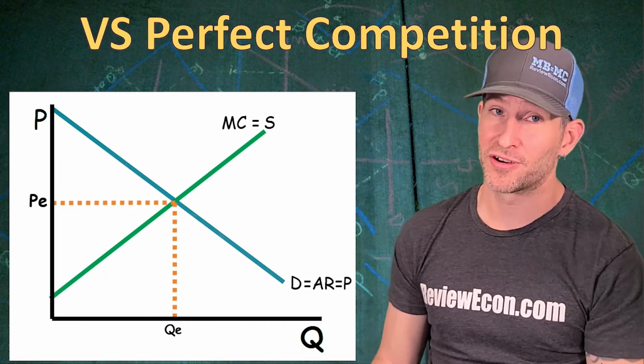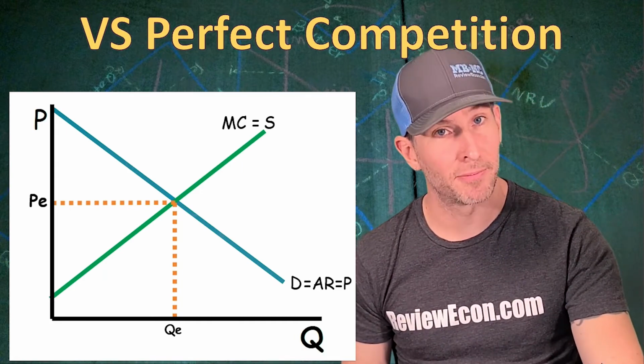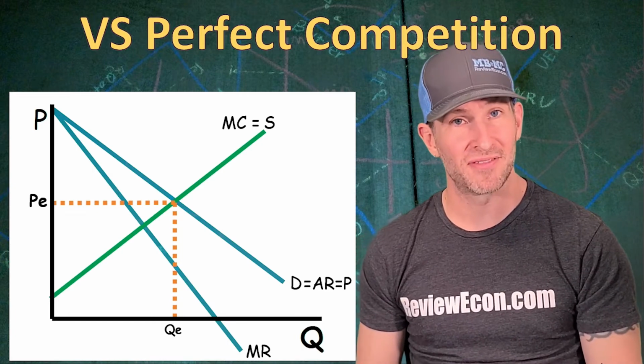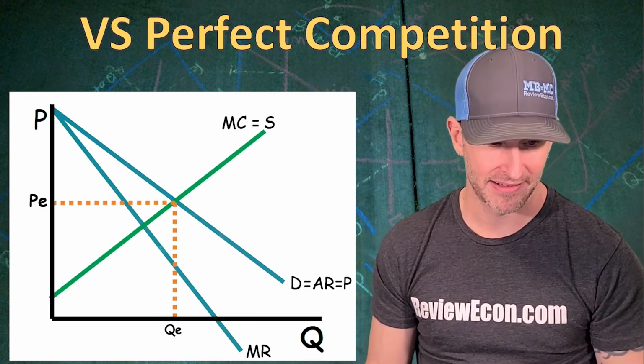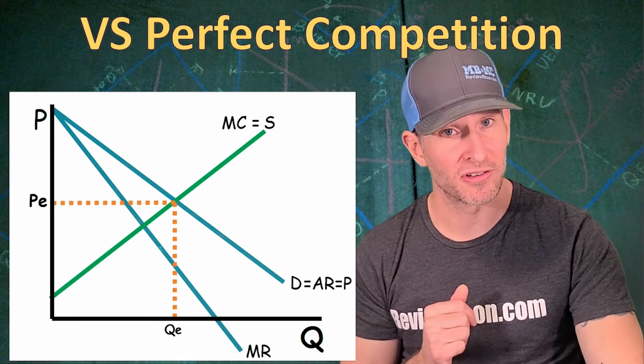That demand curve, of course, is not just demand, it's average revenue and price. And to make this a monopoly, we're going to throw in a marginal revenue curve that is below the demand. Next, we can find our profit maximizing quantity where marginal revenue equals marginal cost.